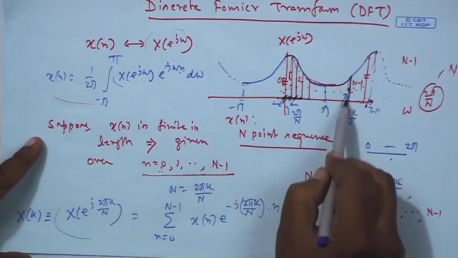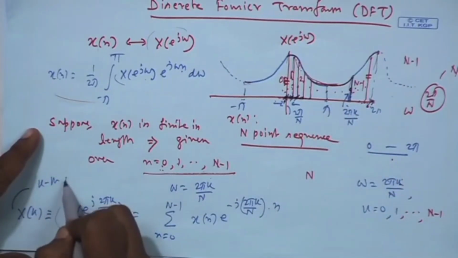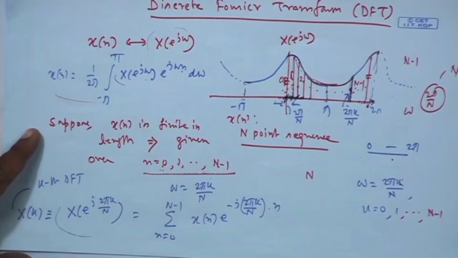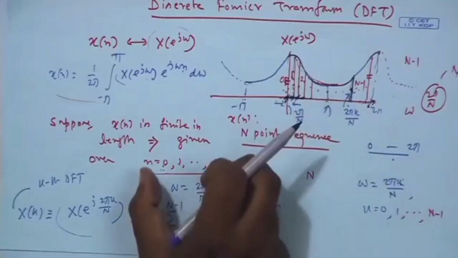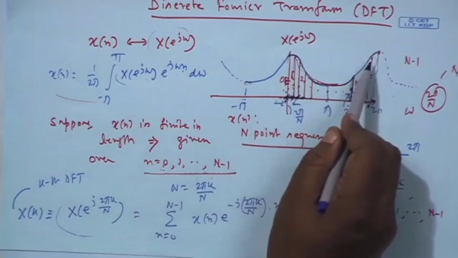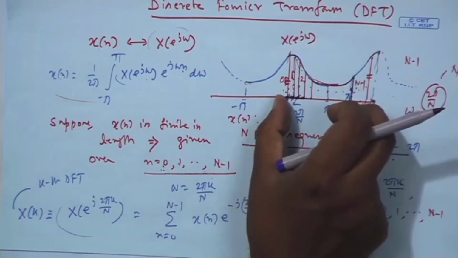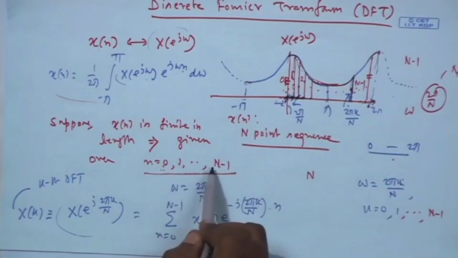So, it is the kth sample, that is called the kth DFT of x[n]. DFT means discrete Fourier transform. That is, x[n] is a given sequence, a finite length sequence of length capital N. I am sampling the DTFT at capital N number of points, not less than capital N. What is capital N? It was the length of the original time sequence.